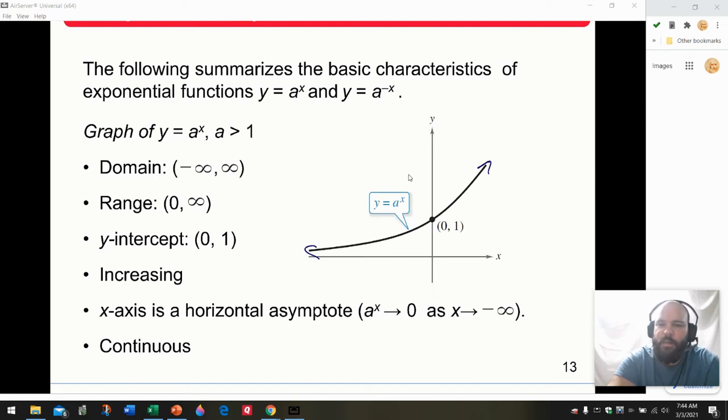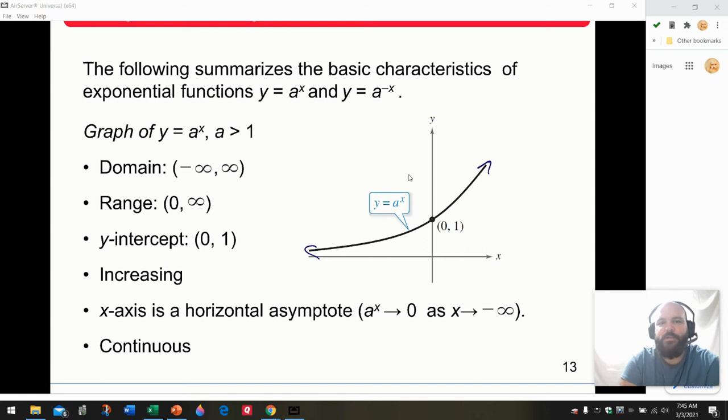The range is not negative infinity to infinity. The lowest that an exponential graph is going to go is the x-axis right here, but it actually will not touch the x-axis, which is why you see that there's a parenthesis on the 0 and not a bracket. So that means up to, but not including, 0 to infinity. The y-intercept of the basic exponential function for all of them is going to be 1. And that is because anytime you take anything to the 0 power, you will always get 1.